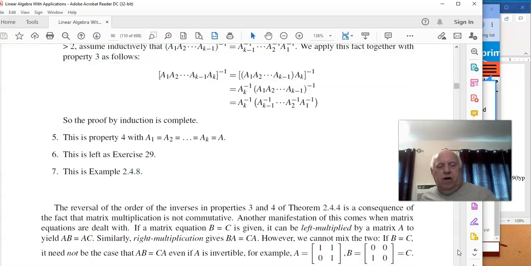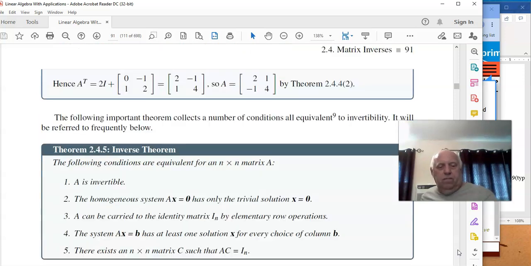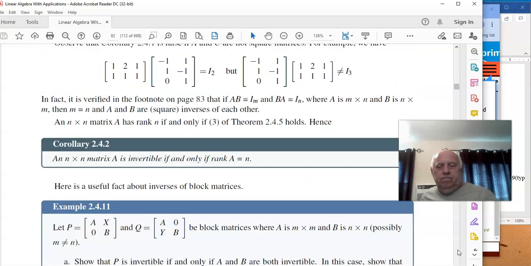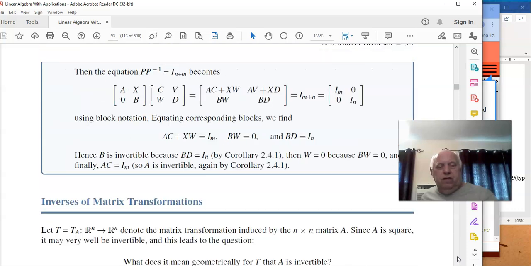Proof. Blah, blah, blah. I'm not going to do that because it's a proof. A square matrix is invertible if and only if the transpose is invertible. Okay, fine. And we're not going to go through this theorem. There's a connection between being invertible and the rank. I don't think we need to know this right now. Maybe we'll come into that later. We'll talk when we talk about inverse transforms, but not in this section.